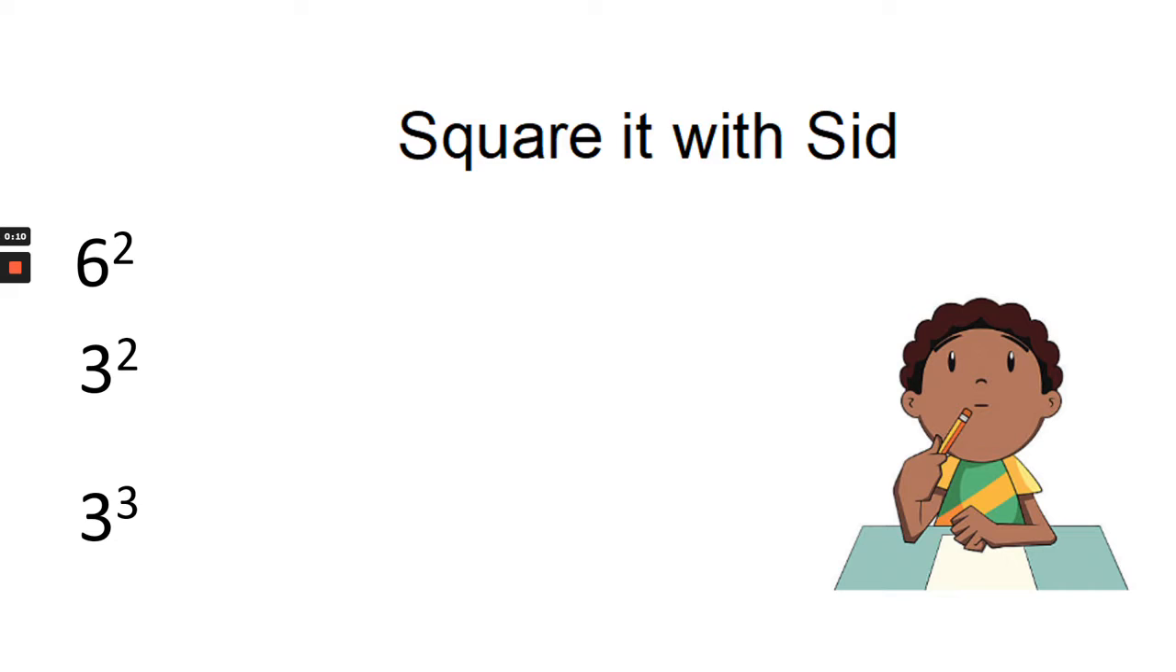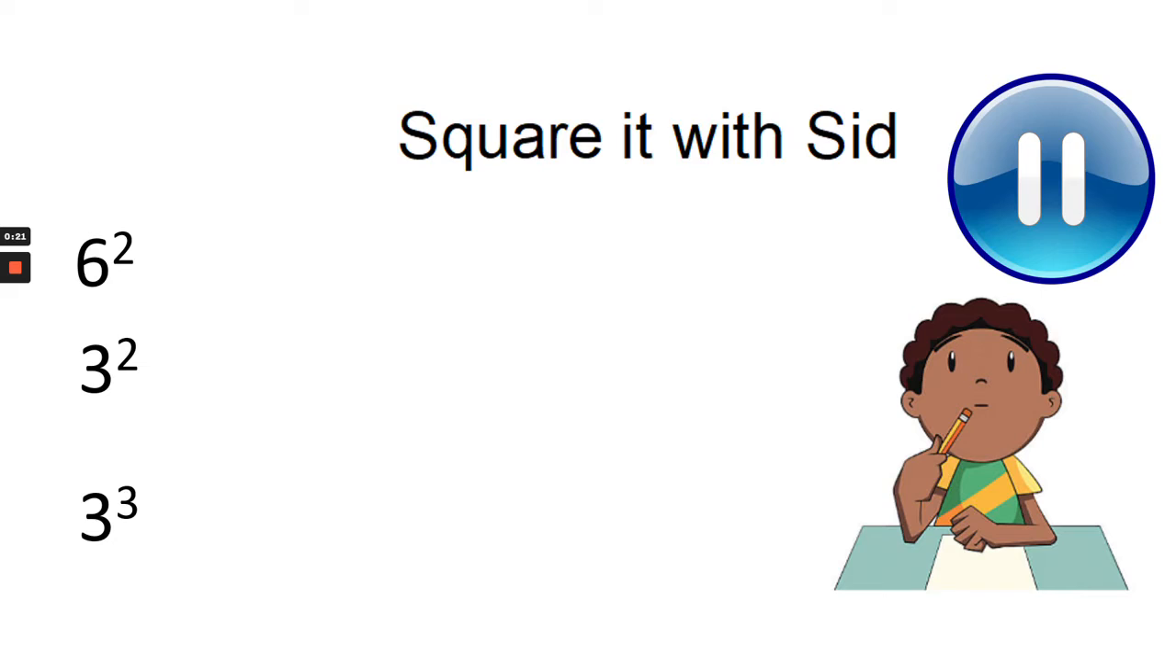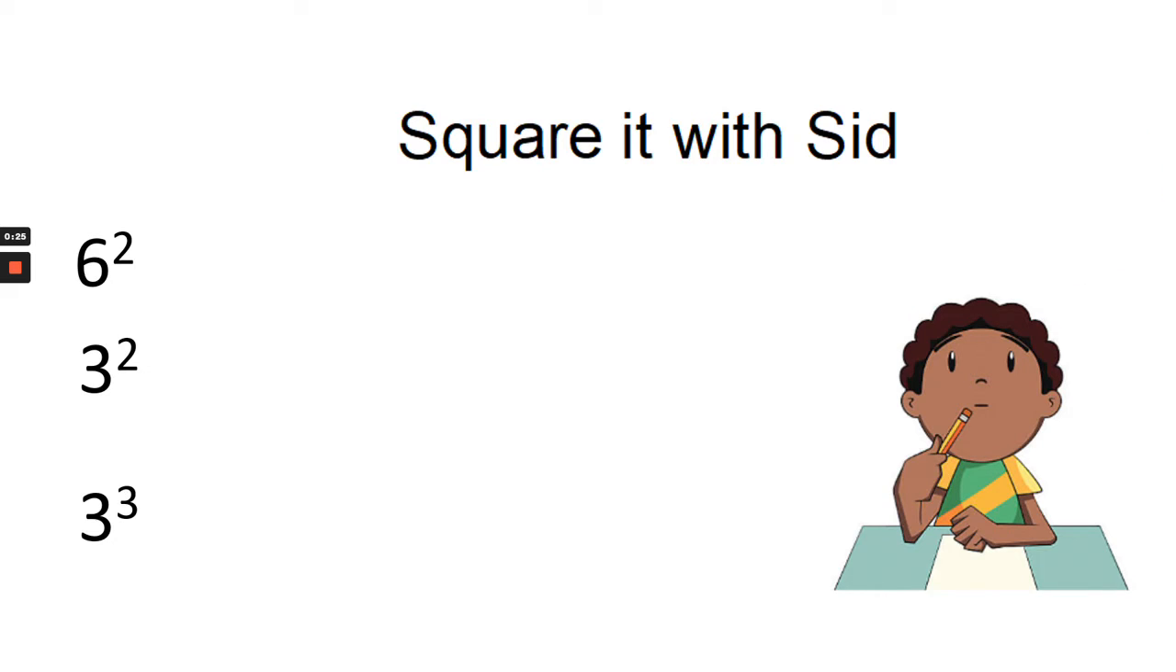Let's get started by squaring it with SID. First, we're going to do 6 squared, then 3 squared, and then 3 cubed. Pause your video, off you go. Let's see how we got on.